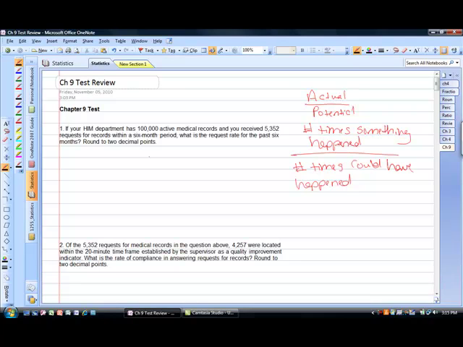Okay, in our HIM department we had 100,000 active medical records. You received 5,352 requests. Potentially we could have received 100,000 requests, but we only actually received 5,000 requests. So 5,352 over our 100,000 potential records that could have been requested. We're going to multiply our top number by 100, and we get 5.35%.